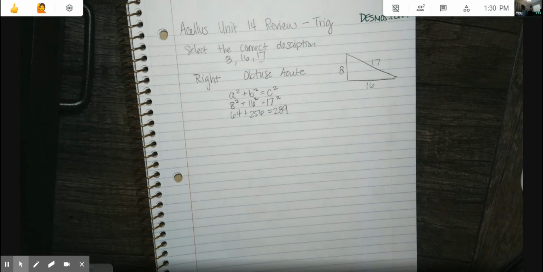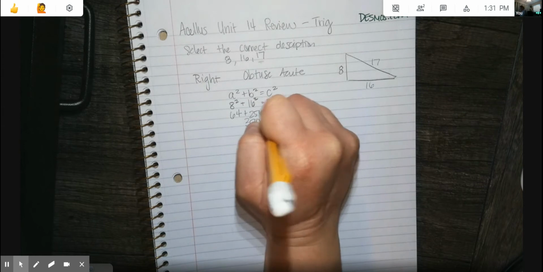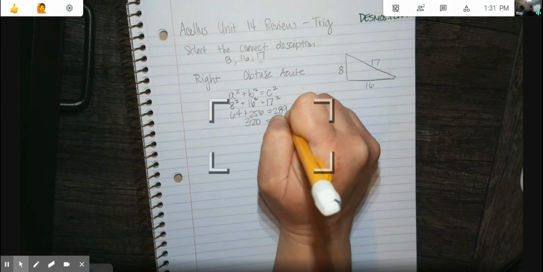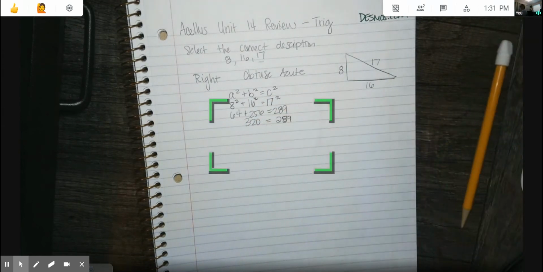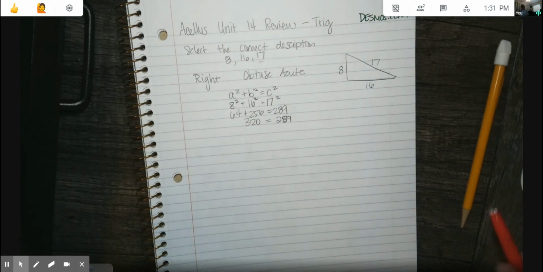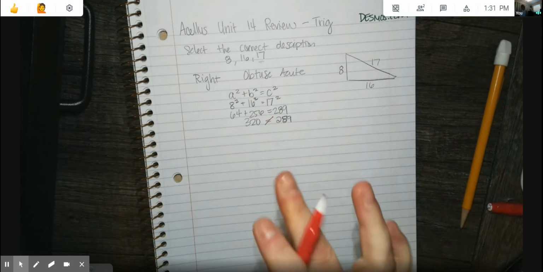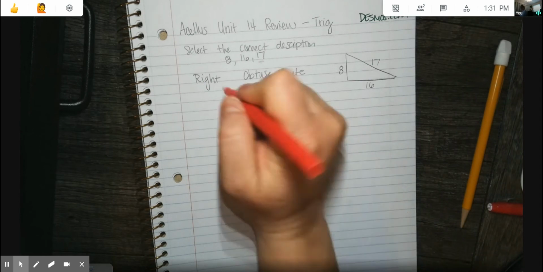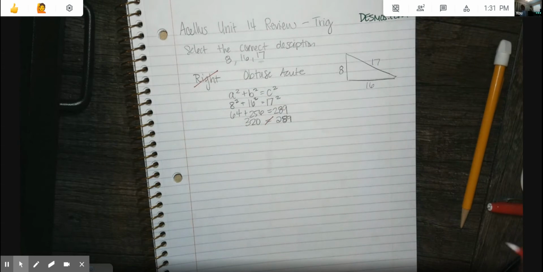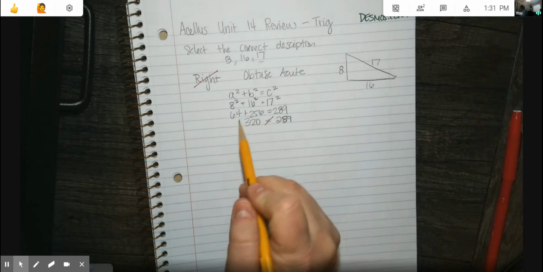And then you just add the left-hand side together. So 64 plus 256 is 320. 320 does not equal 289, so this automatically cannot be a right triangle. If this was going to create a right triangle, then these two sides should be equal, so I can cross that right off my list.